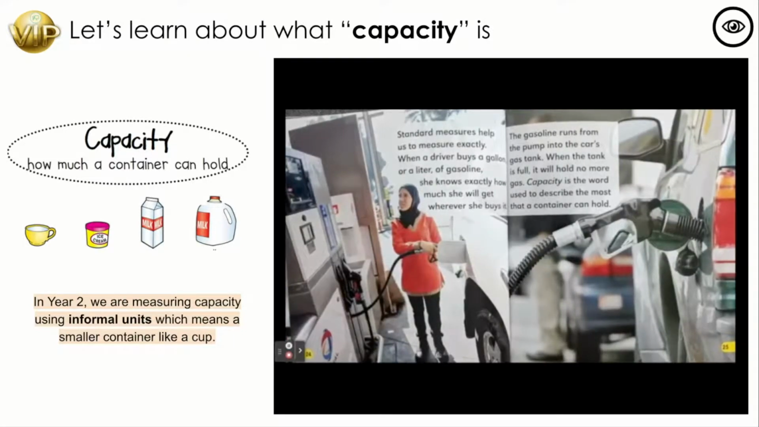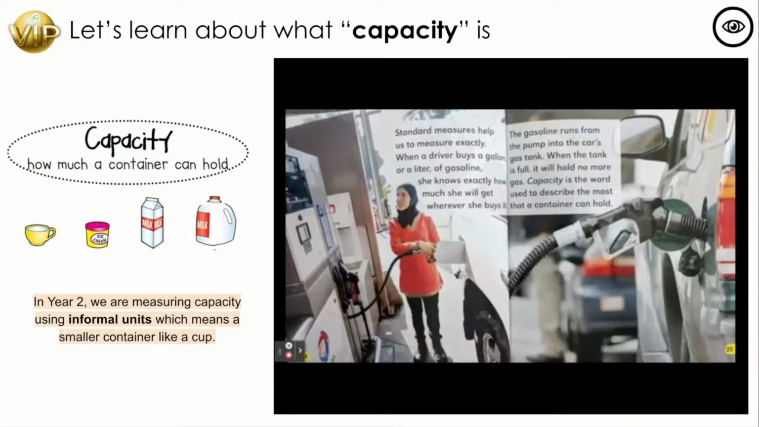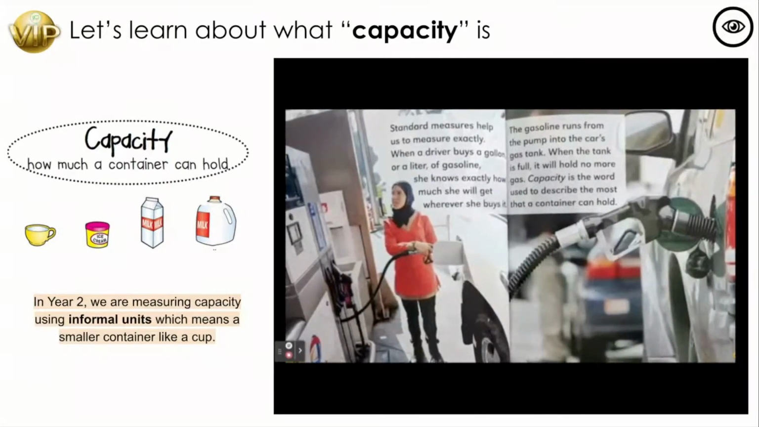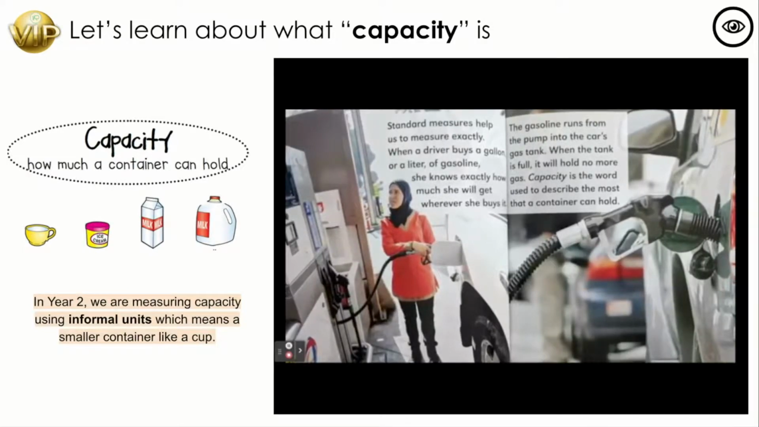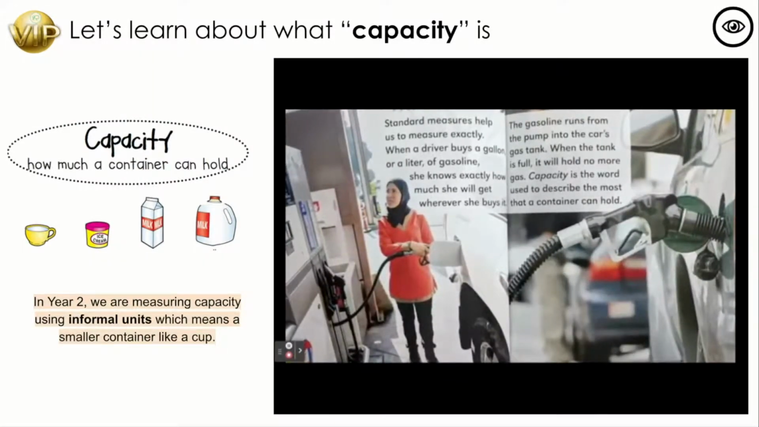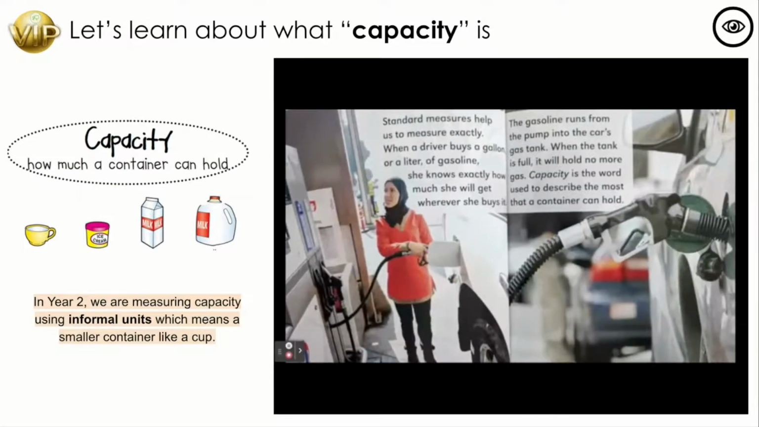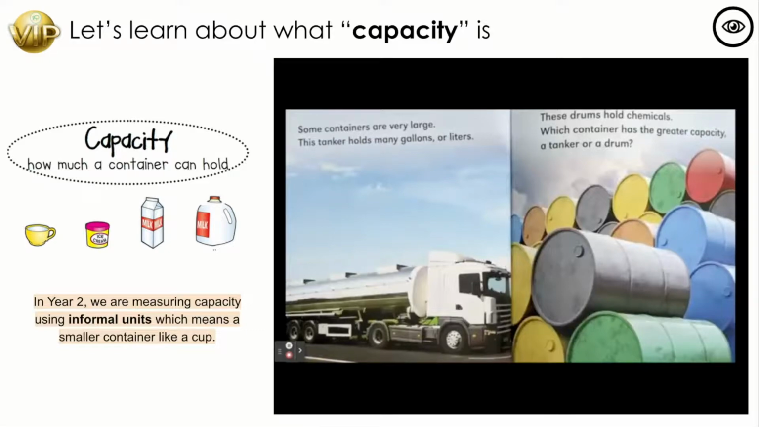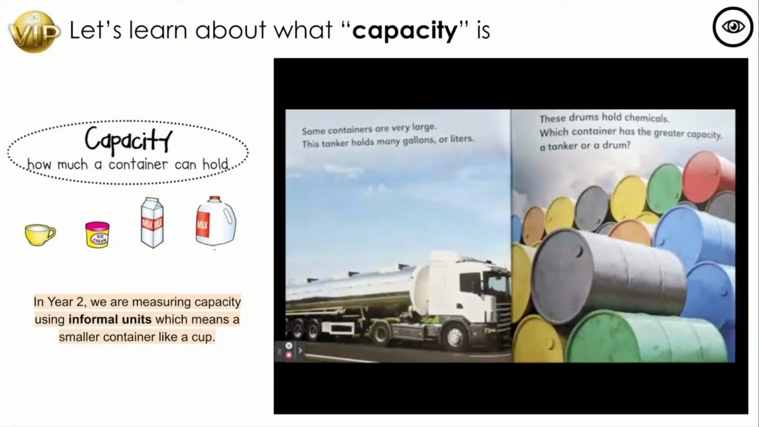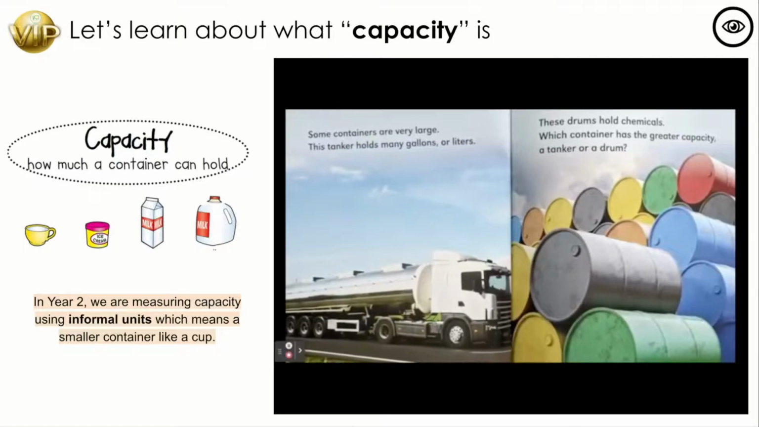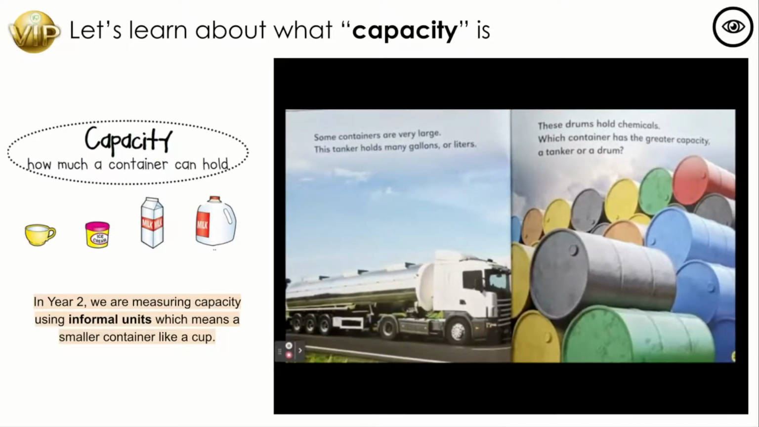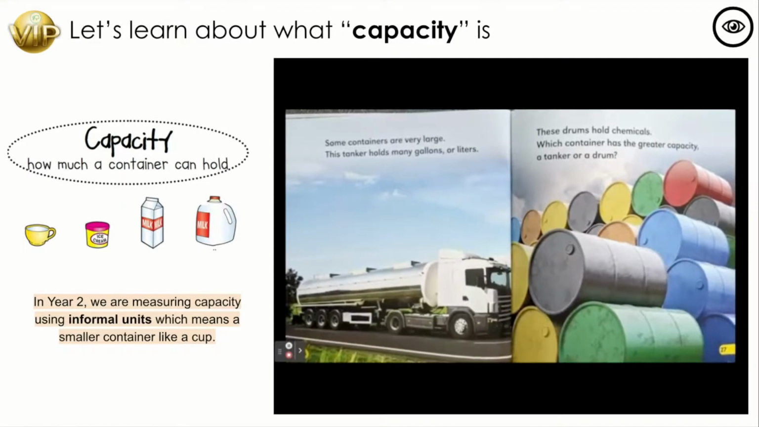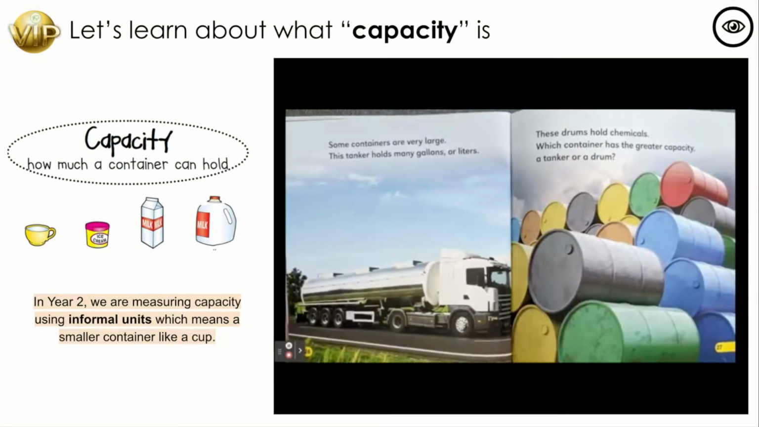When a driver buys a gallon or a litre of gasoline, she knows exactly how much she will get wherever she buys it. The gasoline runs from the pump into the car's gas tank. When the tank is full, it will hold no more gas. Capacity is the word used to describe the most a container will hold. Some containers are very large. This tanker holds many gallons, or we would call it litres, and these drums hold chemicals. I wonder which container has the greatest capacity, a tanker or a drum?